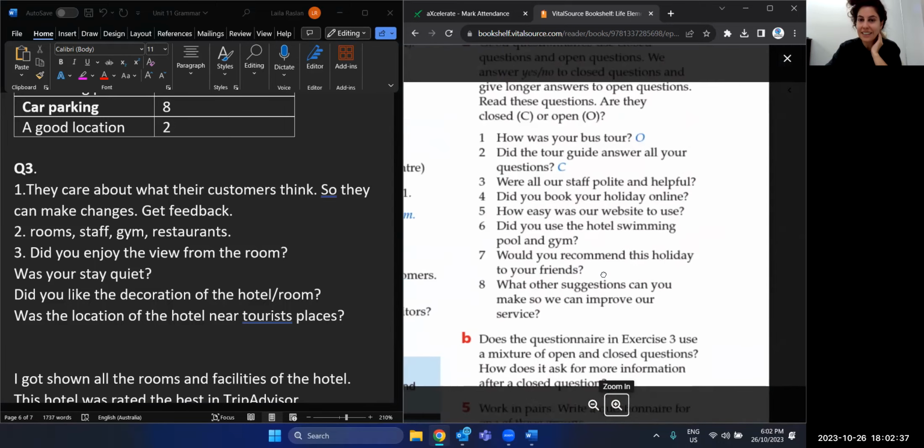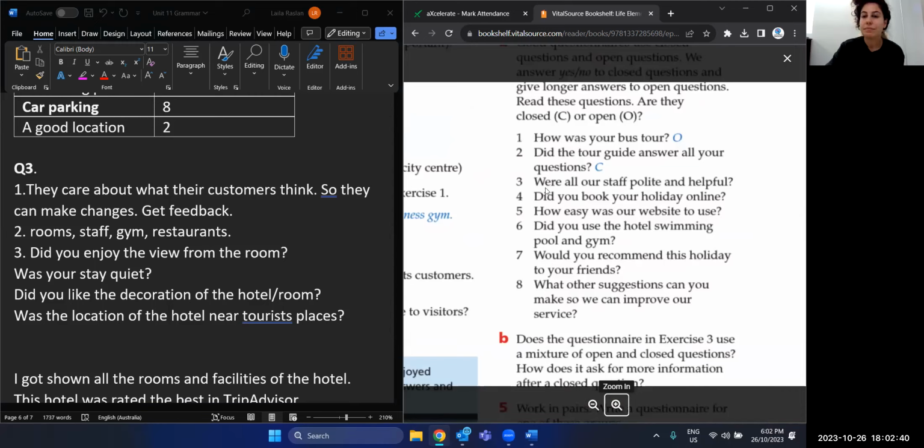So if we look here at these questions, number one is an open question. How was your bus tour? Because it's not just yes or no. You're going to say it was good, I liked that it wasn't too busy, too full, the bus. We got to see many places, the view, the window was clean. So that's an open question. Did the tour guide answer all your questions? That's closed because it's only a yes or no. Yes, the tour guide answered my questions. No, the tour guide didn't speak much.